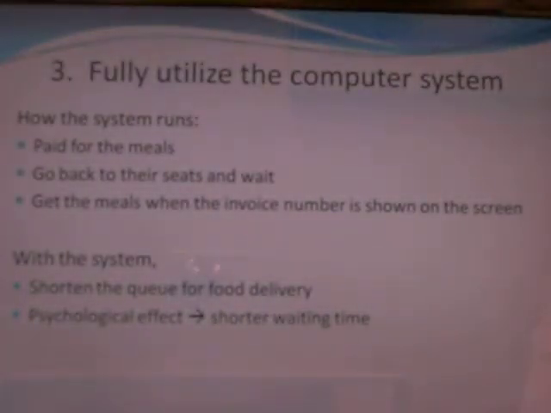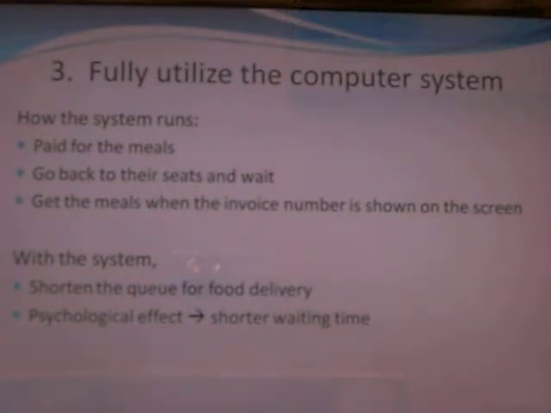The third way to ease the queuing problem is to fully utilize the computer system. It works like this. First, customers go to the cashier counter and make their orders. The ordering information will be sent to the food delivery counters and the staff there will prepare the food. Customers can then go back to their seats and they only need to queue up for getting the food when the invoice number is shown on the screen. Queues can then be shortened for food delivery.